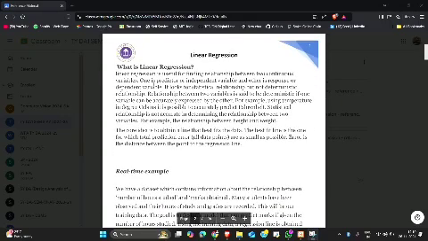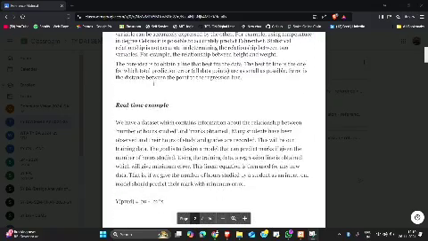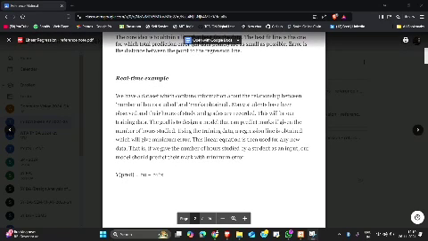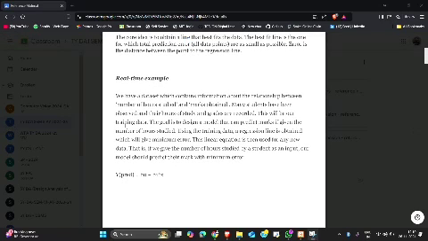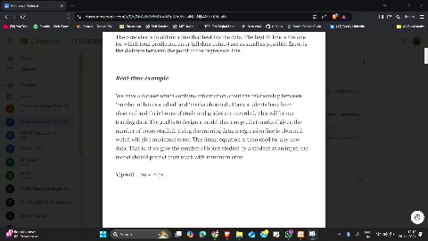So, what is linear regression? At its core, linear regression attempts to model the relationship between variables using a straight line. The line is the best fit that minimizes the error between the predicted values and actual data points. For a single variable, the model looks like this. So our formula is y equals beta 0 plus beta 1 into x.